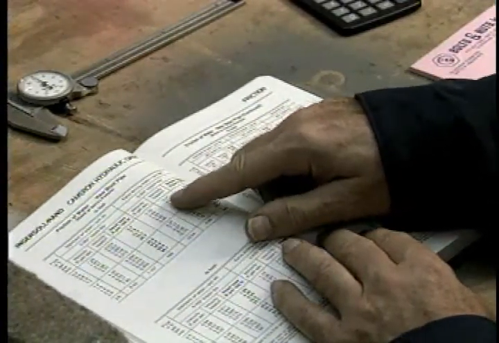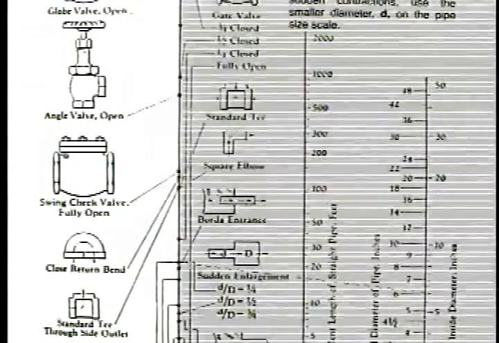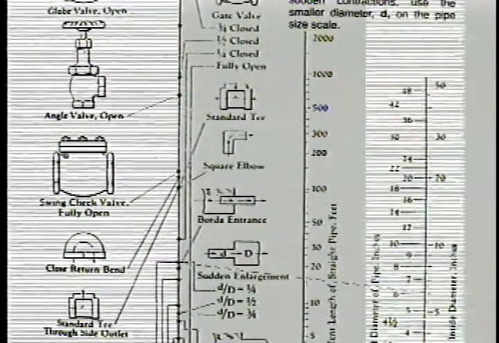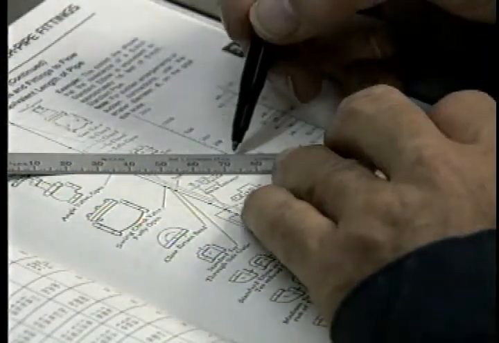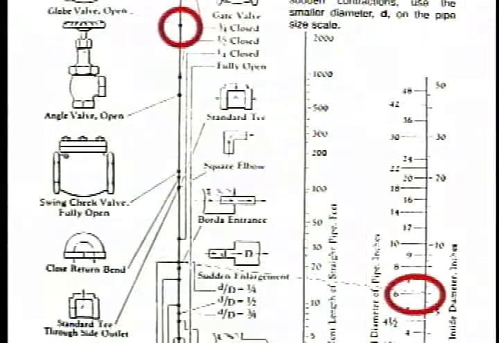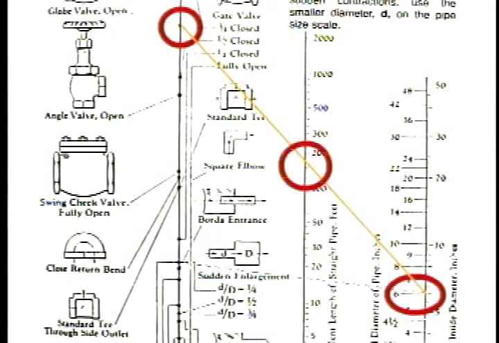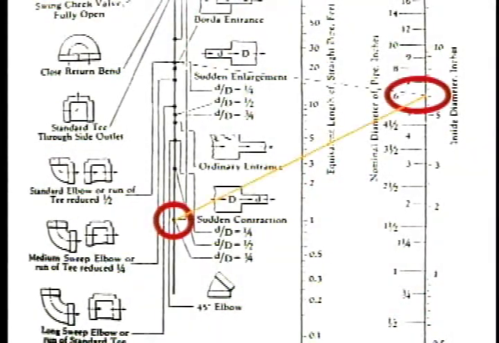You can calculate it yourself from tables and formulas, or you can use a chart like this one. The valve or fitting is on this side, and the size of pipe is on this side. Laying a straight edge across the chart gives you a very good estimate of the friction head of a particular valve or fitting when installed on a particular line. For example, a globe valve on a 6-inch line has the same head loss as 150 feet of 6-inch pipe. Or here, at the lower end of the chart, we see that a sudden contraction in a 6-inch line will have the same head loss as 3½ feet of 6-inch pipe.